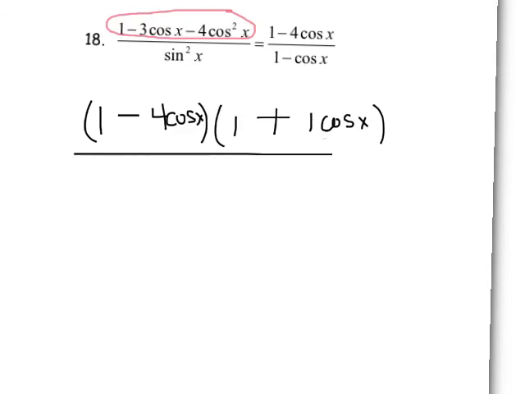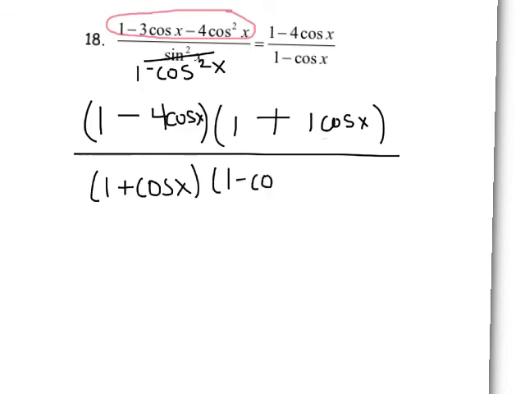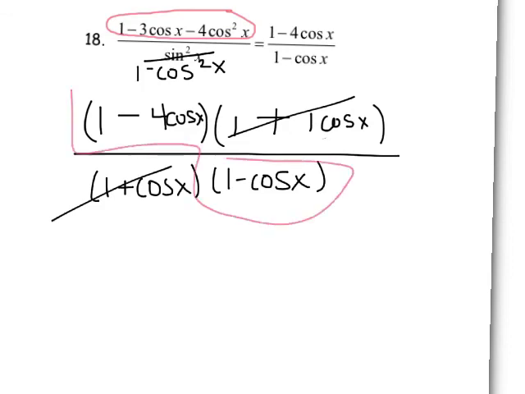And then in the bottom, since in the top you have all of these cosine squares, you don't really want to consider sine squared, so I'll think about 1 minus cosine squared, and that is the difference of squares: 1 plus cosine x, 1 minus cosine x. And so this cancels with this, and we're left with exactly what we want to be left with. All right, let's go on to number 21, I believe is our last problem.